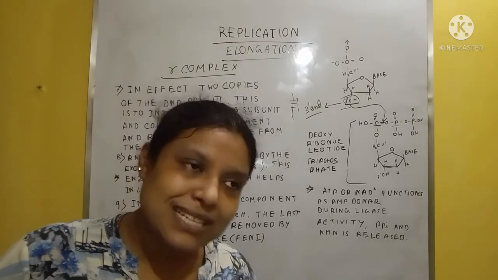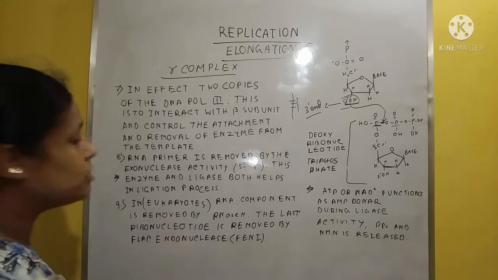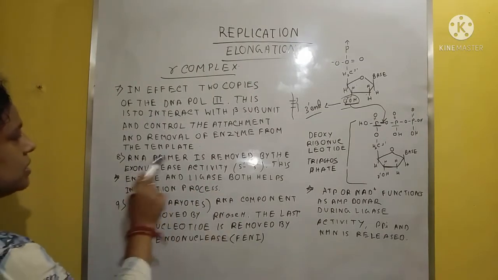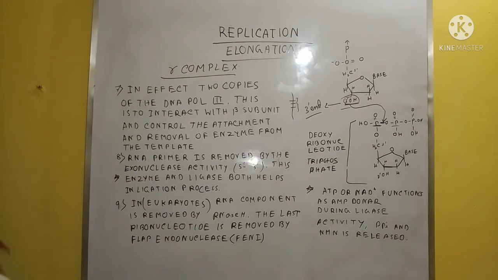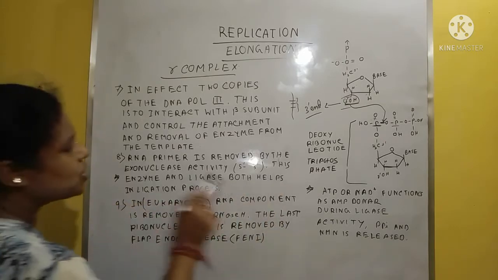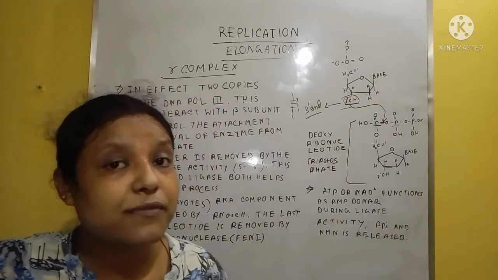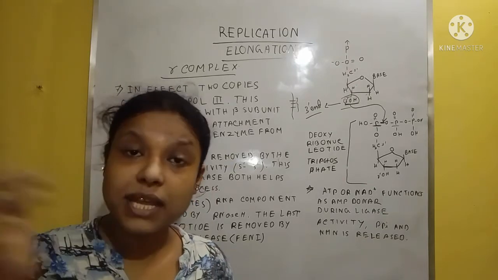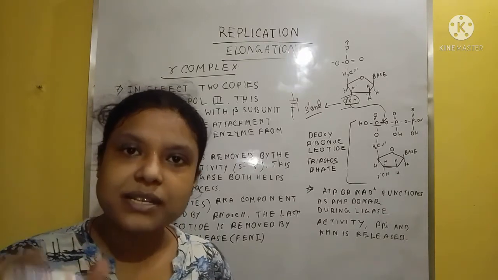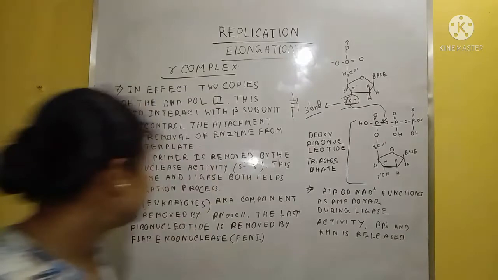So the RNA primer must be removed by the exonuclease activity of DNA pol III. Another enzyme, the ligase, is also needed: DNA pol and the ligase both help in the ligation process. Ligation is needed mainly for joining the Okazaki fragments. You can check out the initiation process of replication to understand what the Okazaki fragments are. Ligase acts as the adhesive. Clear?